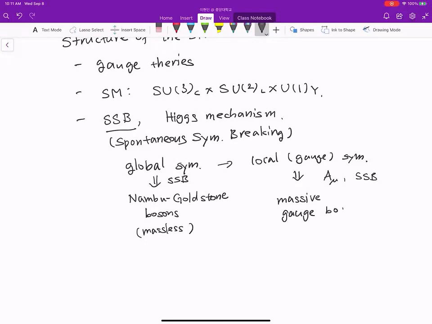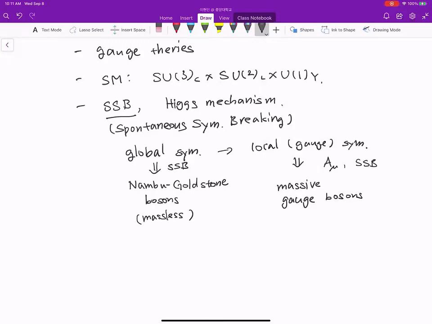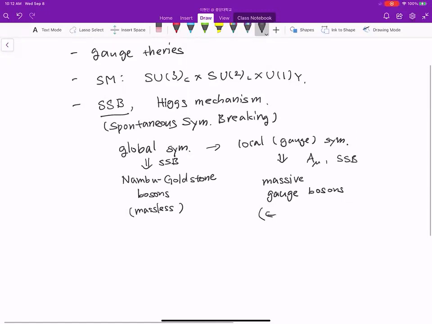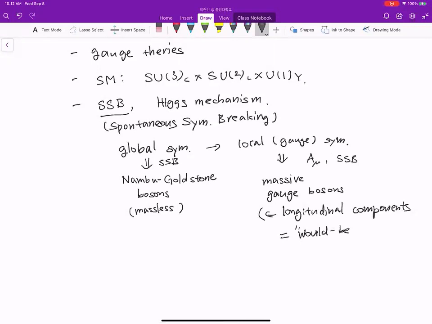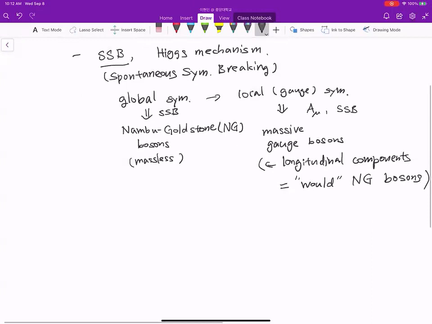So of course, you need to count the number of degrees of freedom. The number of degrees of freedom matches in both cases. So if you have heard already, the longitudinal component of the gauge boson is the would-be Nambu-Goldstone boson. So here, these are Goldstone bosons, and the degrees of freedom would match.